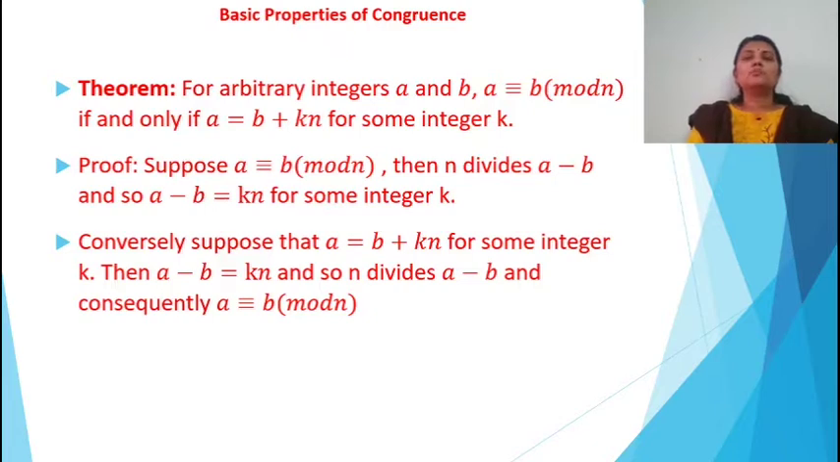We are just using the definition of congruence. a congruent to b mod n means a minus b is a multiple of n. So that's the only concept we are using. a minus b equals kn means a equals b plus kn.